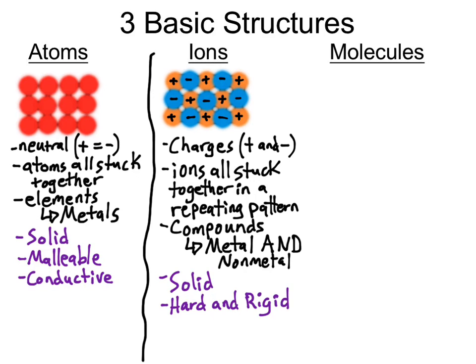Now, typically ions are very, very hard and very, very rigid. Unlike atoms, which are malleable, if you were to hit something that's ionic, it would not bend. It would not squish. It will shatter. Okay?